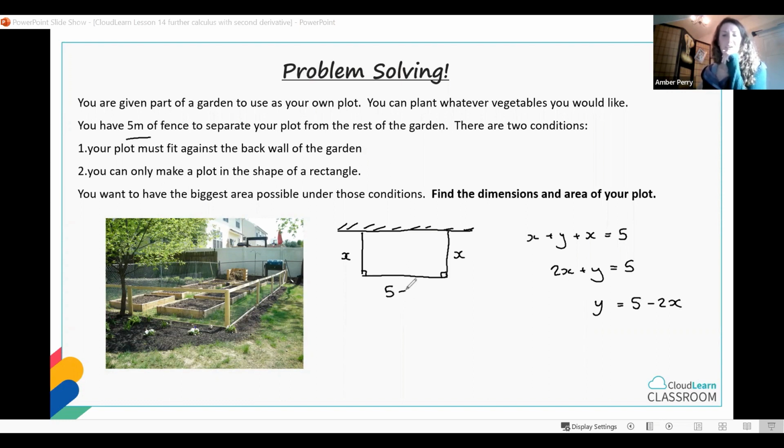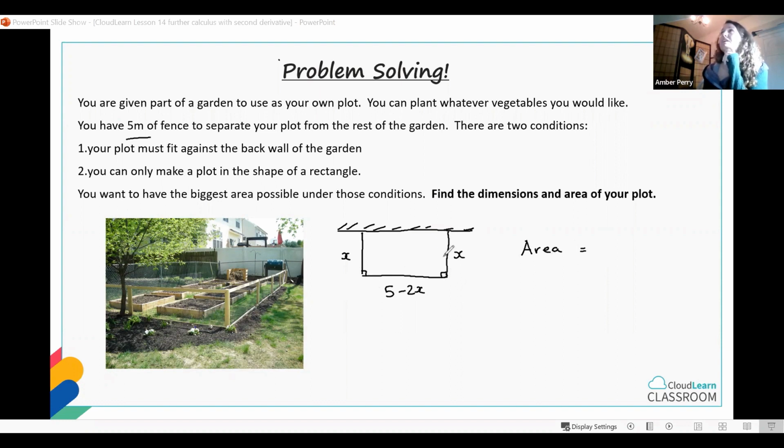Now that I have my rectangle, and the lengths of my rectangle are both in terms of x, I know that if I add them up, I'm going to get 5, because x plus 5 minus 2x is 5. So that's all good. I can write down an expression for the area of my garden.